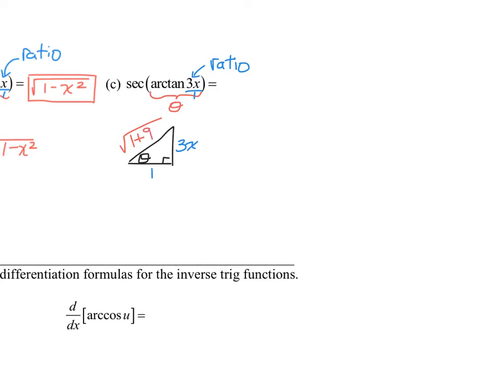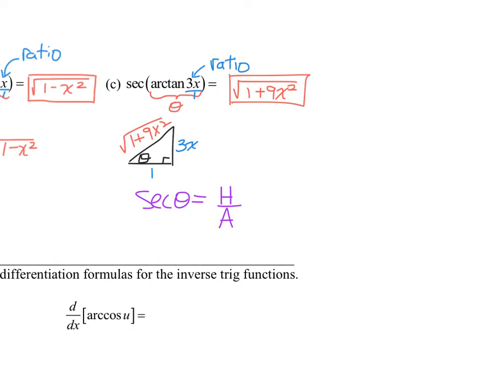One plus 9x squared. All right, so then I'm looking for the secant ratio. I'll just make a little note of it on the side. Secant of theta, the reciprocal of cosine, would be hypotenuse over adjacent. So I want my hypotenuse, the square root of 9x squared plus 1, over the adjacent side. The adjacent side is equal to 1. So nasty becomes not so nasty.